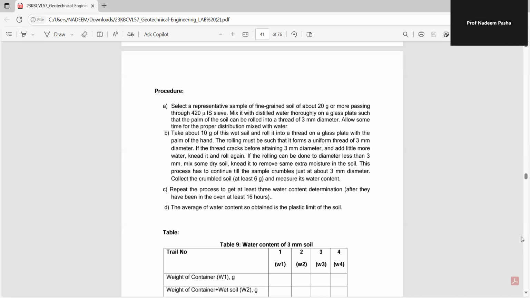The soil should be passing through a 425 micron IS sieve. After that, we make a thread of this soil of 3 mm diameter. If it is less, then add some water. It should not crumble. If it crumbles, then it means the plastic limit is not okay. So repeat the process to get at least 3 water content determinations after they have been in the oven for at least 16 hours. The average of the water content so obtained is the plastic limit of the soil.